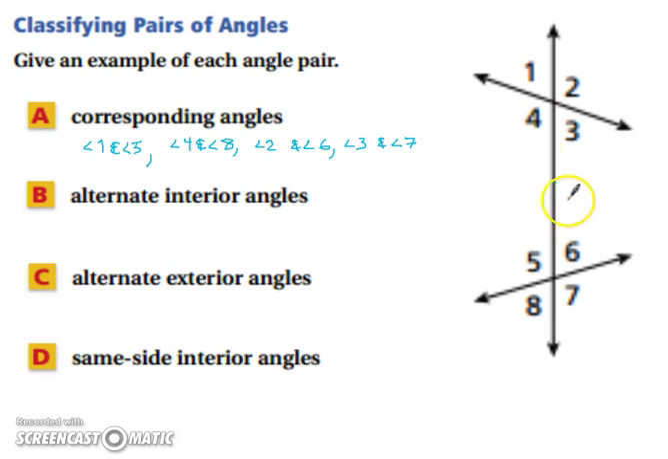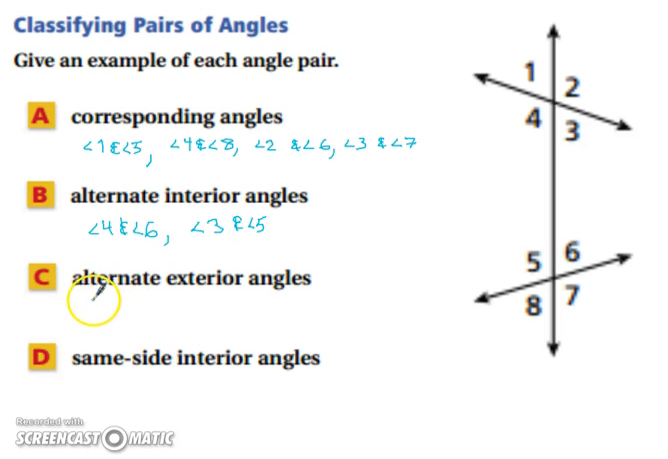How about alternate interior angles? Alternate opposite sides, and they need to be on the inside. So angle 4 and 6 would be an example. Can you find the other example? Take a moment and try. Okay, the other example is angle 3 and angle 5. So it's on opposite sides of the transversal, and they are non-adjacent.